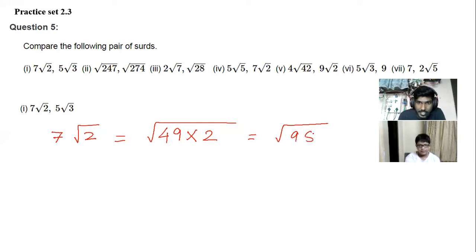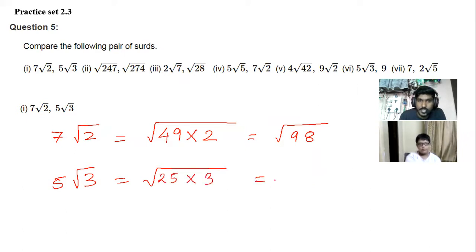98. Okay. Now the second surd is 5 root 3. Do the same thing. Put a radical sign. Which number is outside the radical sign? In this case, it is 5. You take the square of 5. So 25 into 3, that is 75. Now, you don't look at the radical sign, just look at the radicand. Which number is greater?